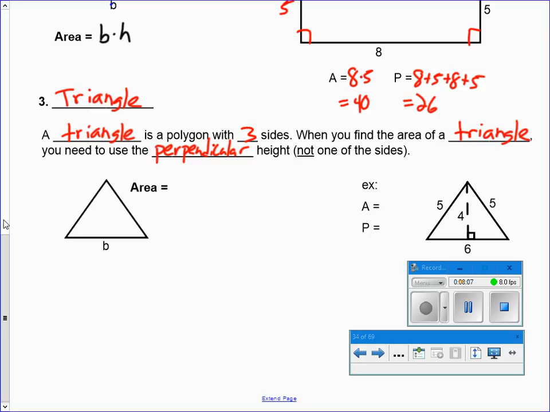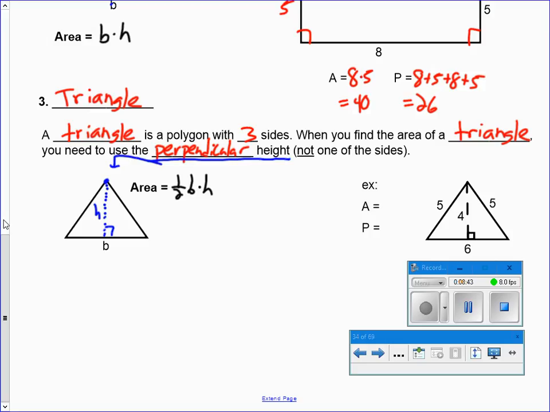So to show you what this idea means here, perpendicular height. If I go from the very top of the triangle straight down to the bottom at a 90-degree angle, that would be the height. To find the area for a triangle, it's half of base times height. So it's like half of the rectangle formula. It's a little bit tricky since the height won't always be a side of the triangle like it is when we do the area for the rectangle or the square.